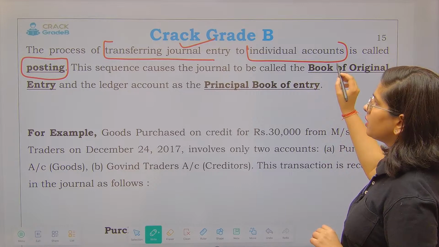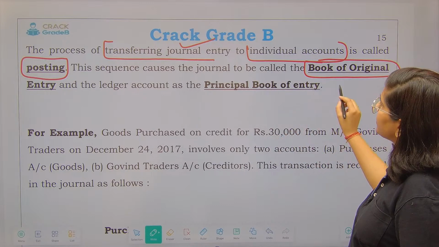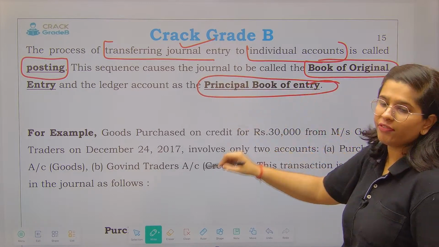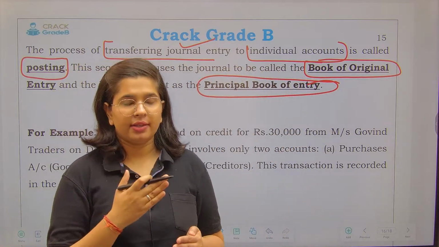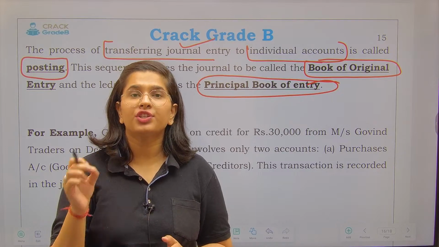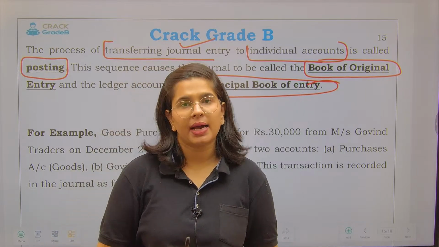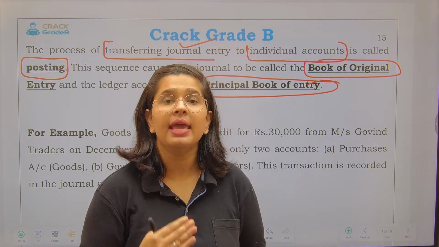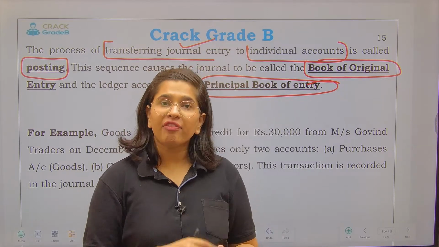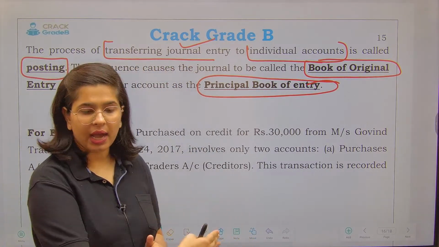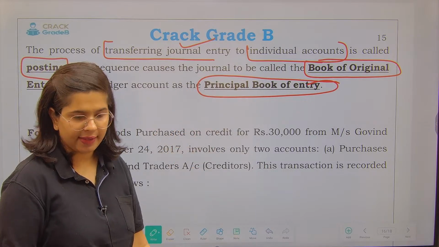Now in this sequence, the journal is called the book of original entry and ledgers are called the principal book of entry. Now please remember both of these differentiations. Your journal will be called the book of original entry. Why original? बिकॉज पहली बार जब हम एंट्री पास करते हैं तो हम जर्नल में पास करते हैं, इसीलिए उसको ओरिजिनल एंट्री वाली बुक कहा जाएगा. At the same time, after that we prepare each of the accounts individually. That is why we call the ledger a principal book of entry. Fine.